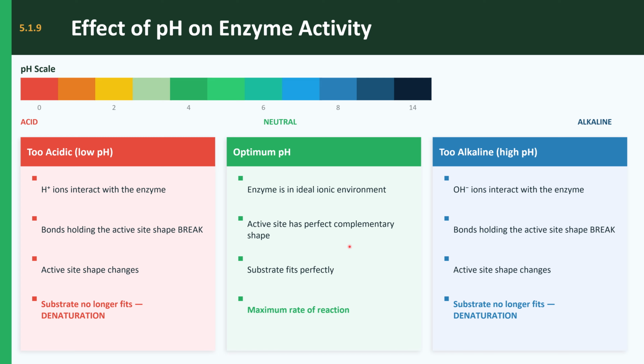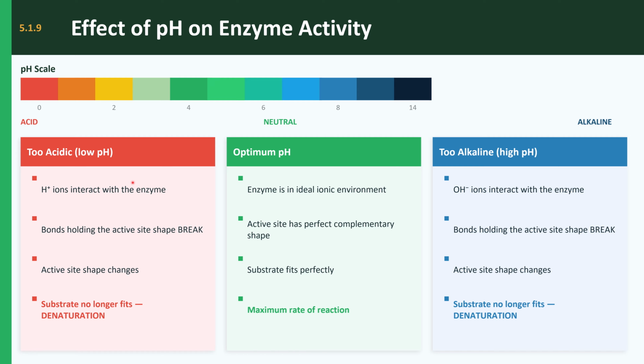In this ideal ionic environment, the enzyme is happy. The bonds are stable, meaning the active site has that perfect complementary shape we have been talking about. The substrate fits perfectly and we achieve the maximum rate of reaction.